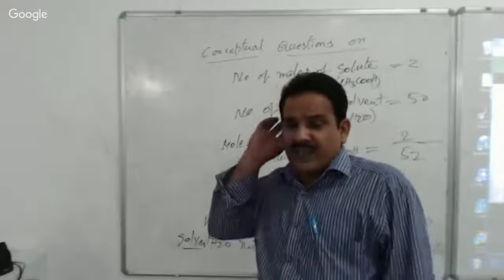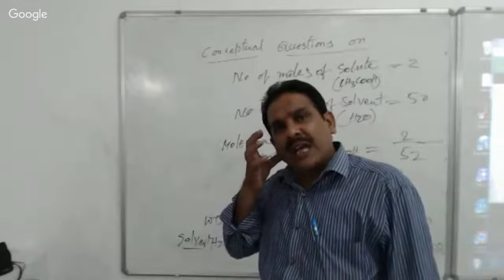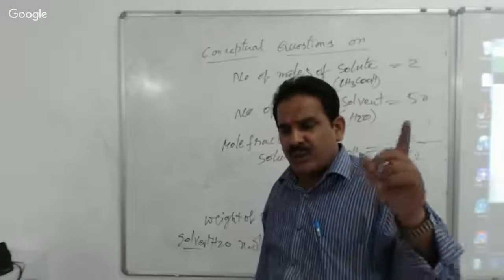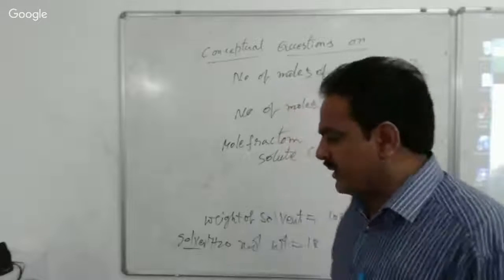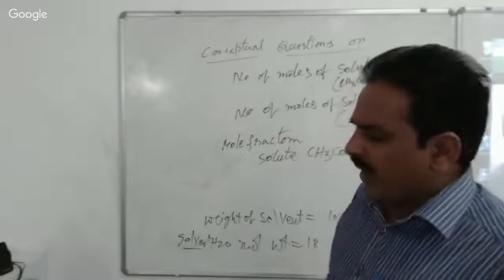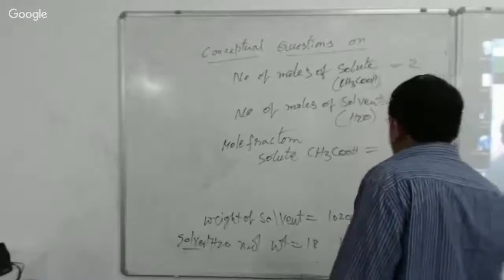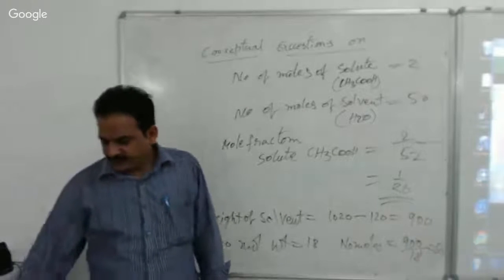First of all, we need to identify the number of moles of both solute and solvent. One is given directly and the other we have to calculate indirectly. But somehow we need to identify the number of moles of both, and thereby we can calculate the mole fraction of any one of the components. Okay? Are you getting my point?